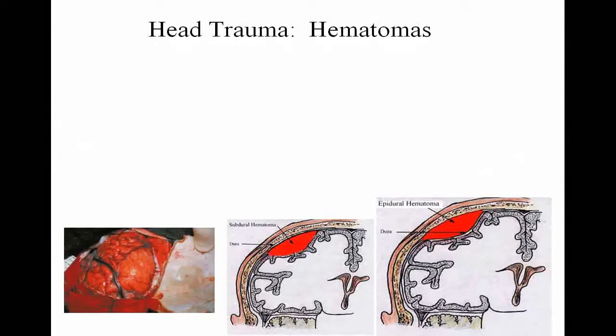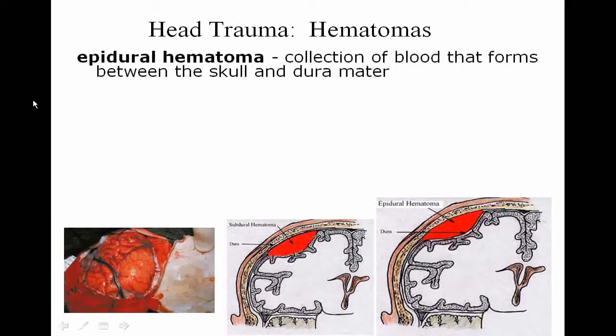Okay, now looking at head trauma and hematomas. A hematoma is a collection of blood. So if we're talking about a hematoma on the brain, it may be an epidural hematoma, an epidural collection of blood that forms between the skull and the dura mater. You may need to go back and review the anatomy again around the brain and the different layers of the meninges, like the dura mater, the subarachnoid, and the pia mater. This is the epidural. This is when a hematoma forms between the dura mater and the skull.